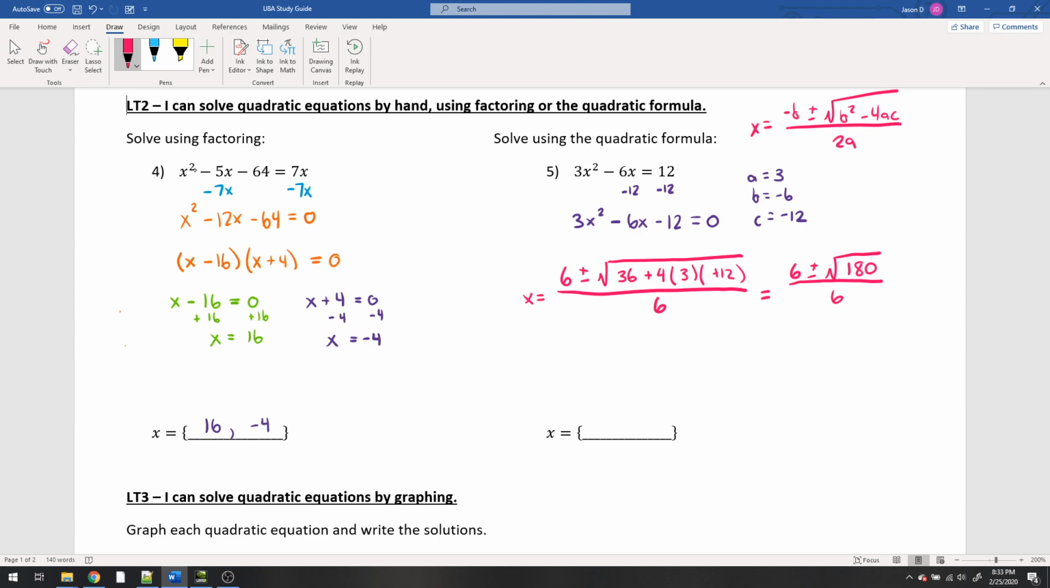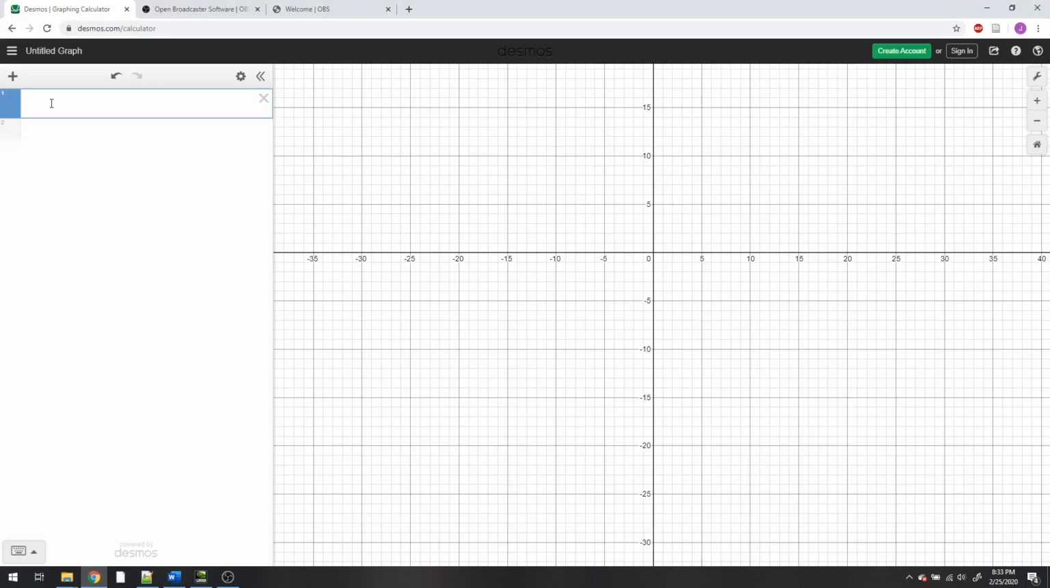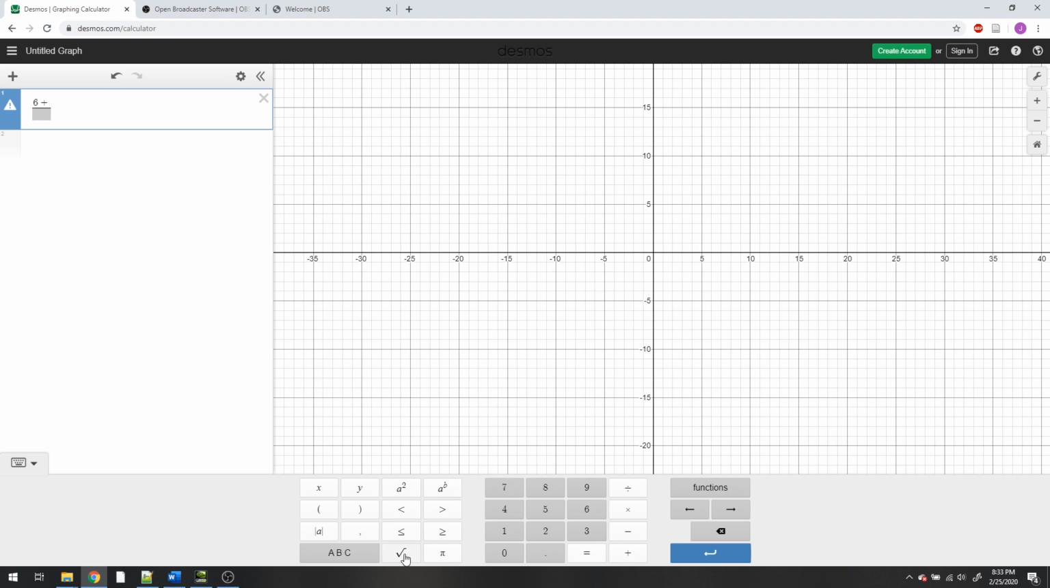And so what I like to do here is I like to jump into the calculator and have it do all the heavy lifting for me. 6 plus or minus the square root of 180 divided by 6. So we're going to go to Desmos. What I'm going to type in is 6 plus the square root. I have to find the button for that. 180 divided by 6.